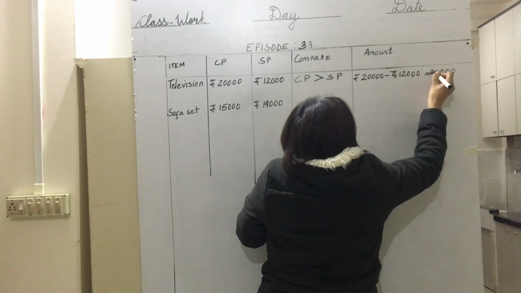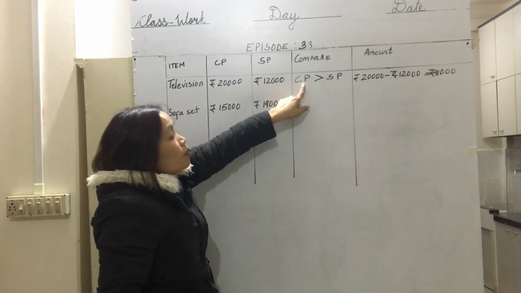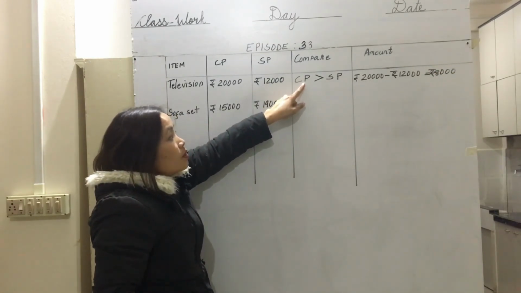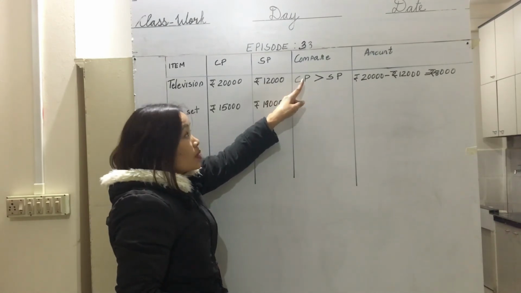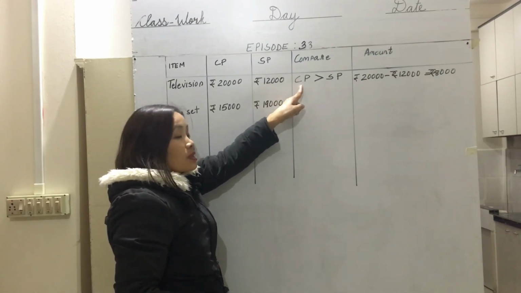So what do we get here? When we compare, the CP is bigger. When the CP is bigger, what do we get, profit or loss? When the CP is bigger, there is a loss.